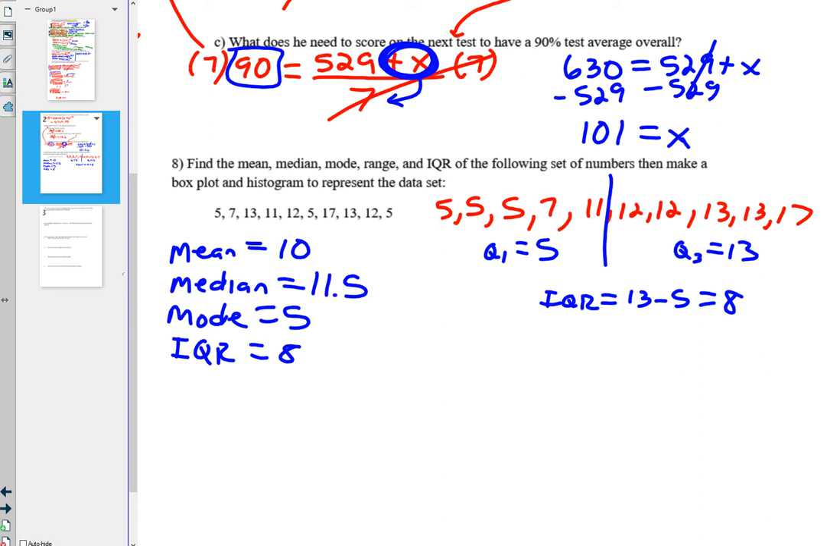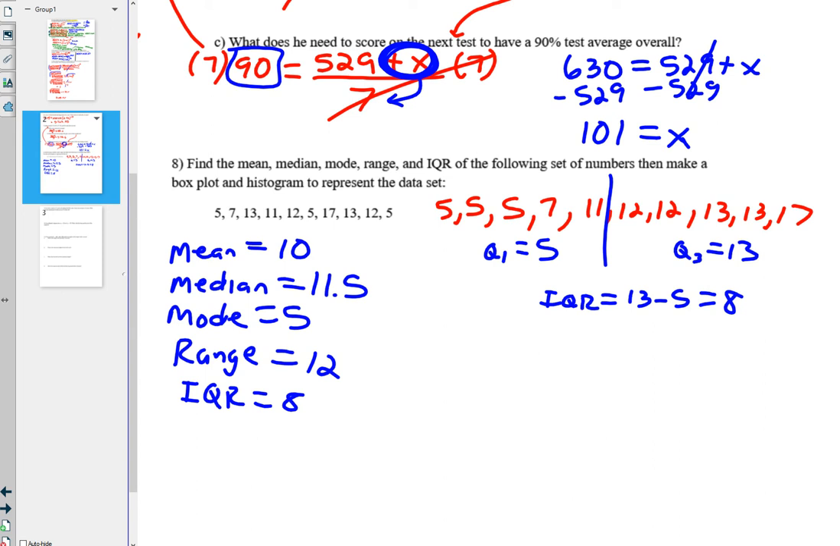Then make a box plot and a histogram. Okay, I'll just do quick sketches of these. Did I skip range? I did skip range. Okay, sorry. Range is max minus min. So what's 17 minus 5? 17 minus 5 is 12. So, sorry, let's squeeze that in here. Range is 17 minus 5, which is 12. Okay, now did I answer everything?